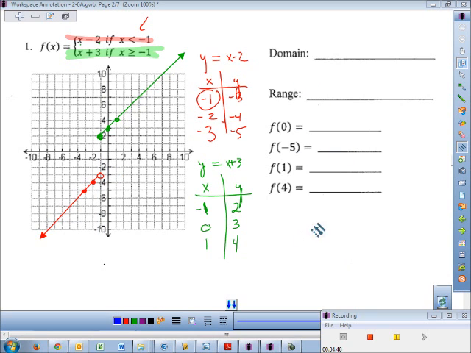Okay? I want to do the easier part first. Let's fill out these f ofs. And here's where I think the highlighter makes a big, big difference.